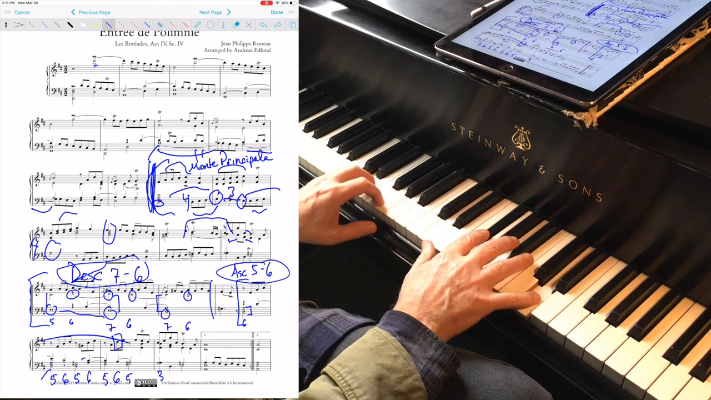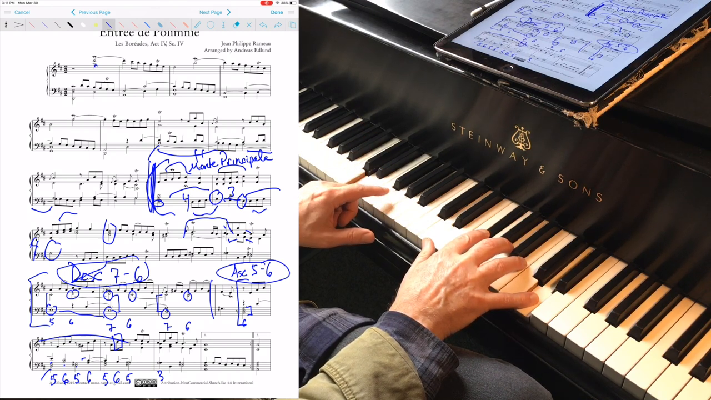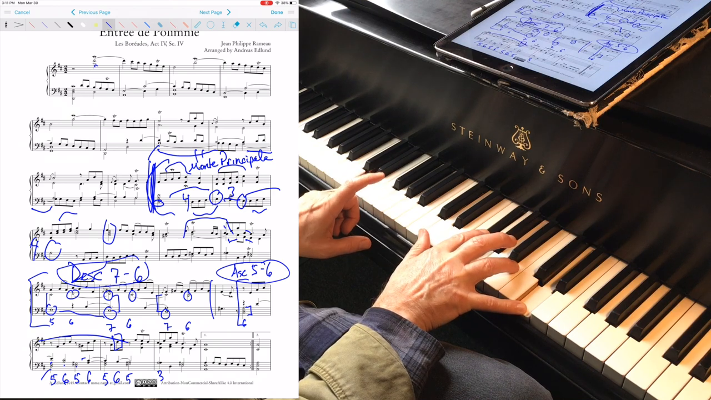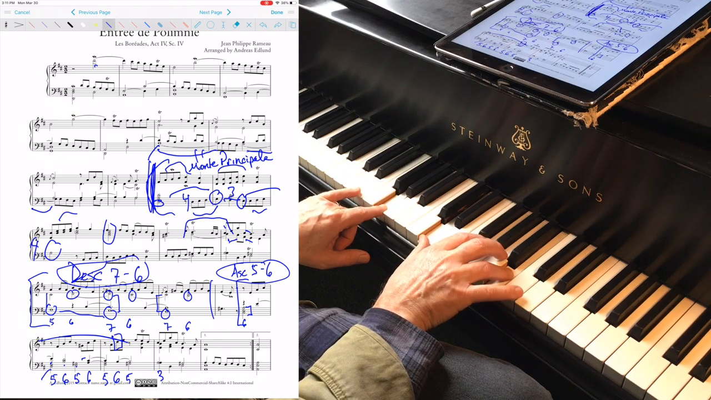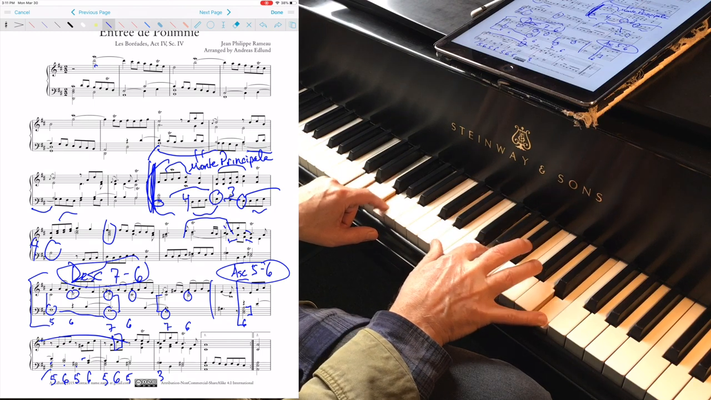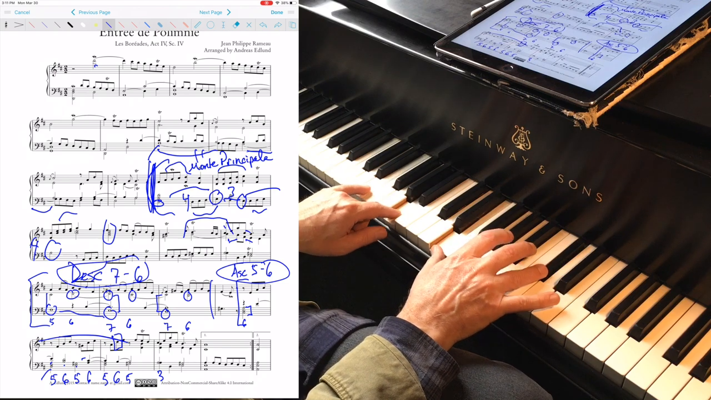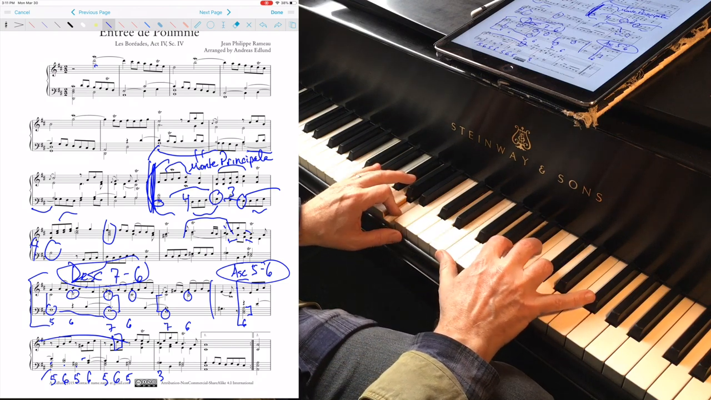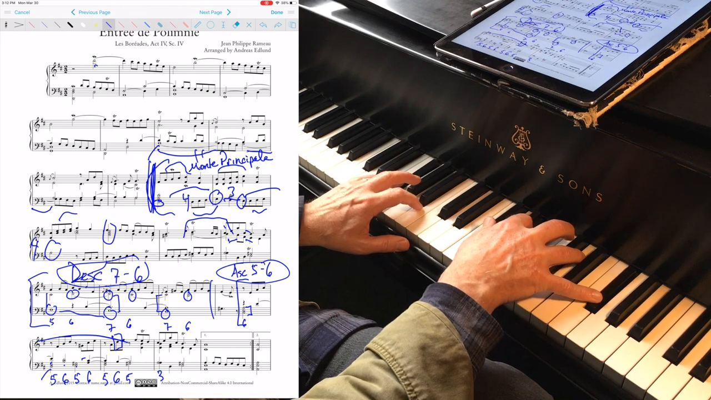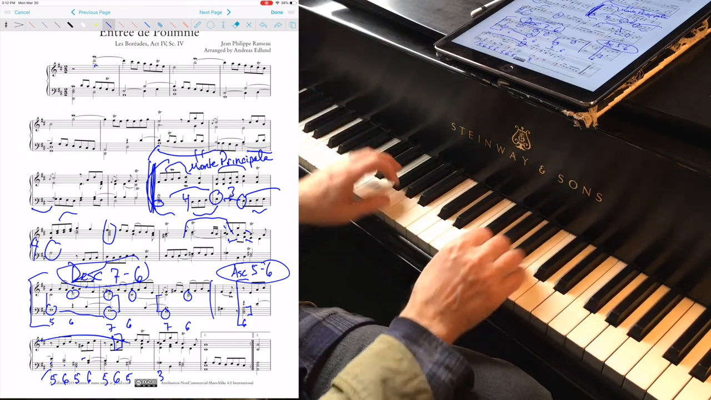So, as my bass goes up a fourth, my upper voices go down a third. Now my bass goes down a third, and my upper voices go up a fourth. And my bass goes up a fourth, and my upper voices go down a third. The bass goes down a third, and the upper voices go up a fourth, if I want to keep going. So I can do this.